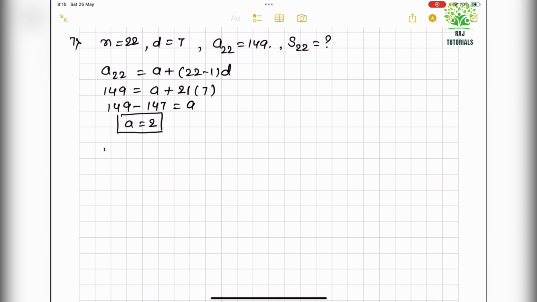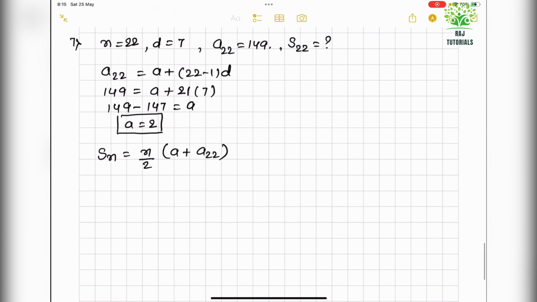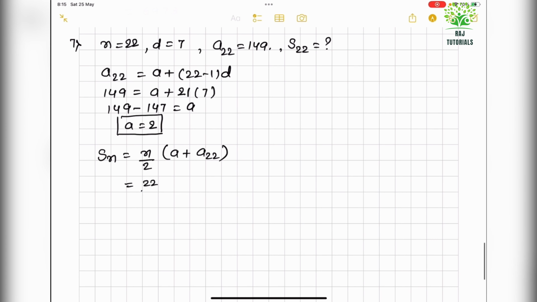Now I have to find Sn, which equals n by 2 into (a plus A22, the last term). So that is 22 by 2 into (2 plus 149). So 11 into 151, and that is coming to 1661.